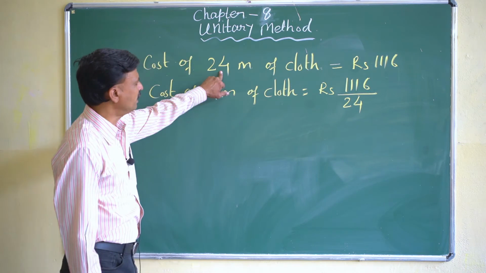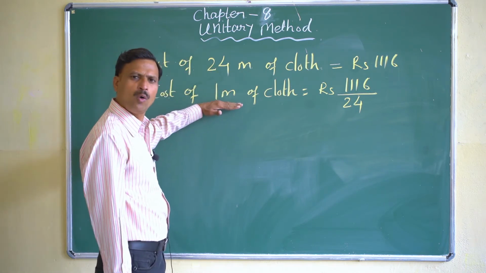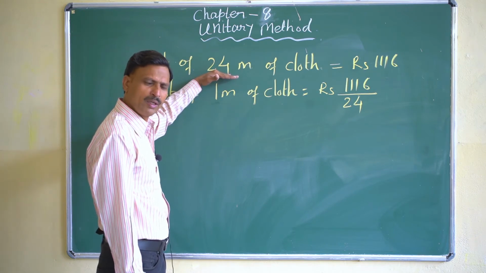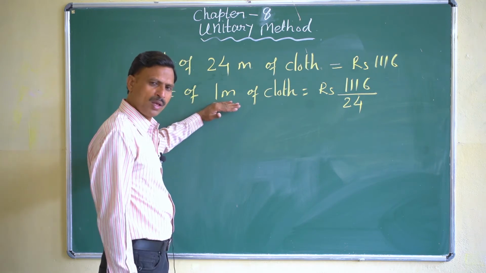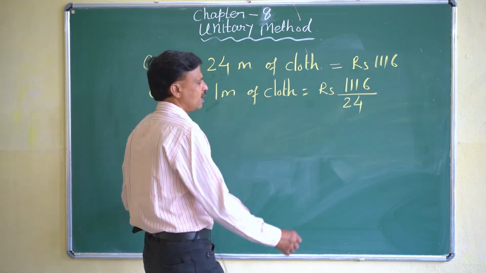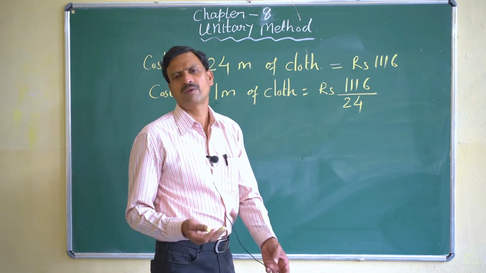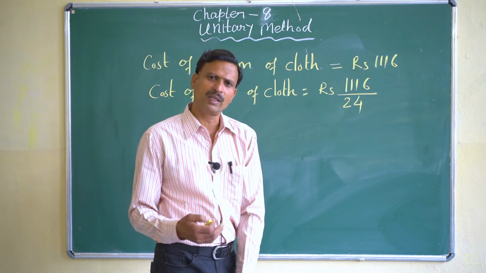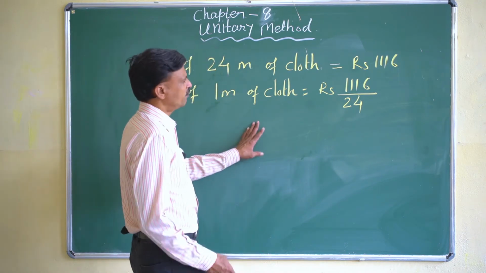Because we are finding the cost for 1. It was given for more. The cost of 24 meters was given and we are solving for 1. So we'll divide it. As I told, if the value of many is given and we are finding for one, we'll divide. And if the value of 1 is given and we are finding for more than 1, we'll multiply it. So here we will divide.